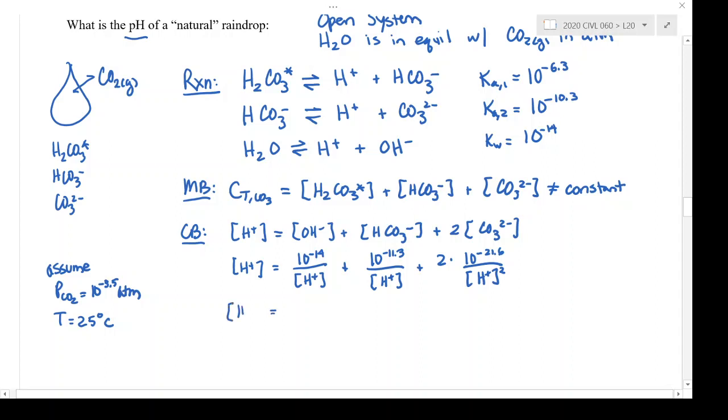Okay, so I can put this into the solver on my calculator or use MATLAB or Excel, and I solve for H plus and get 10 to the minus 5.65, or a pH of 5.65, and that is our solution.